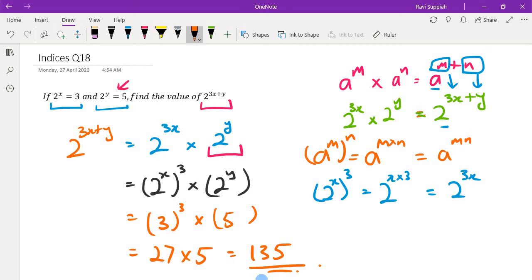Alright, so here you see how we can apply the rules of indices, where we are already given a final expression 2 to the power of 3x plus y, and we work backwards towards representing it using its basic terms, which are 2 to the power of x and 2 to the power of y. Alright, so I hope this explanation clears up this question for you.